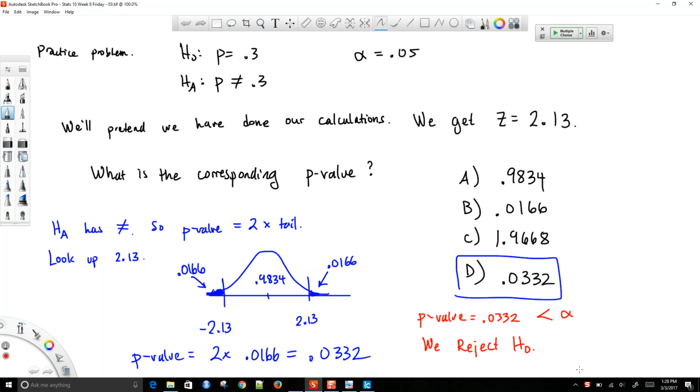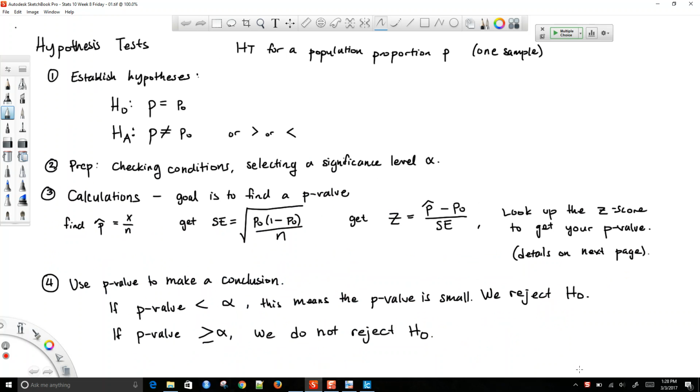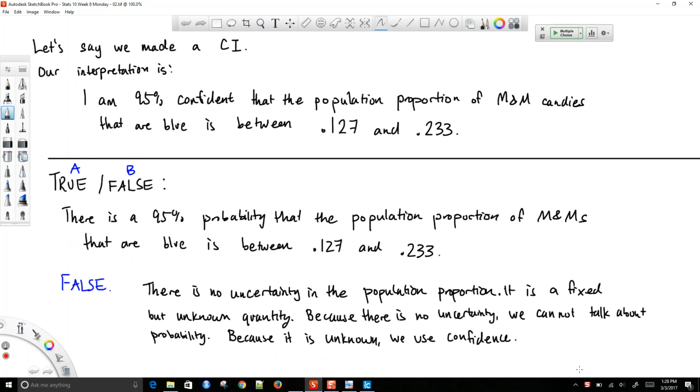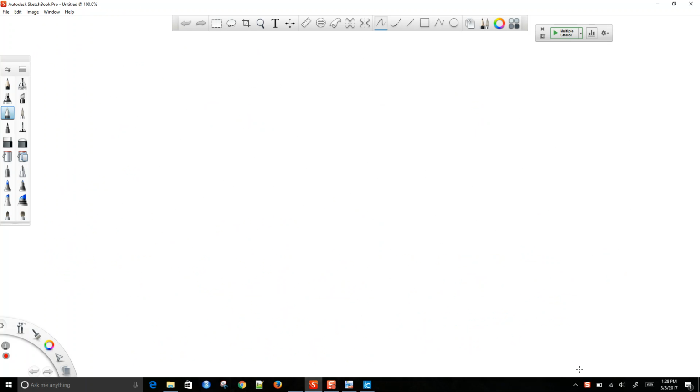So that's hypothesis testing for a population proportion P, and we can do the exact same thing for comparing two proportions. So this will be proportions with 2 samples.